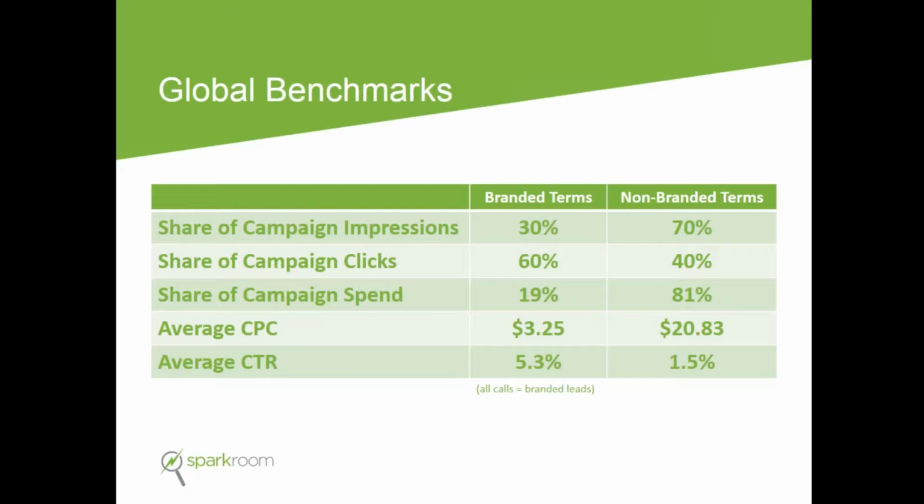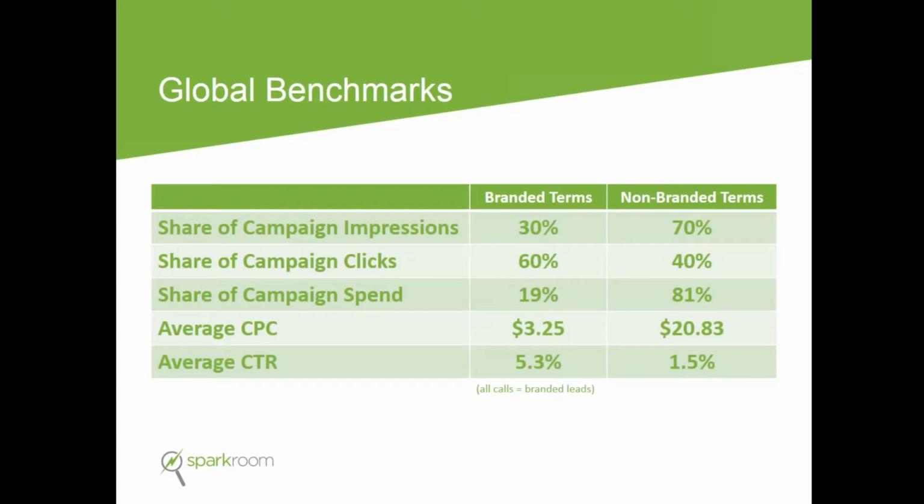Branded terms have higher click-through rates and significantly lower CPCs than non-branded terms, with the average CPC for brand terms at $3.25 and the average for non-brand terms at $20.83. So with much higher CPCs, it's not surprising that the non-brand terms represent the bulk of the overall media spend in 2015 with 81%.